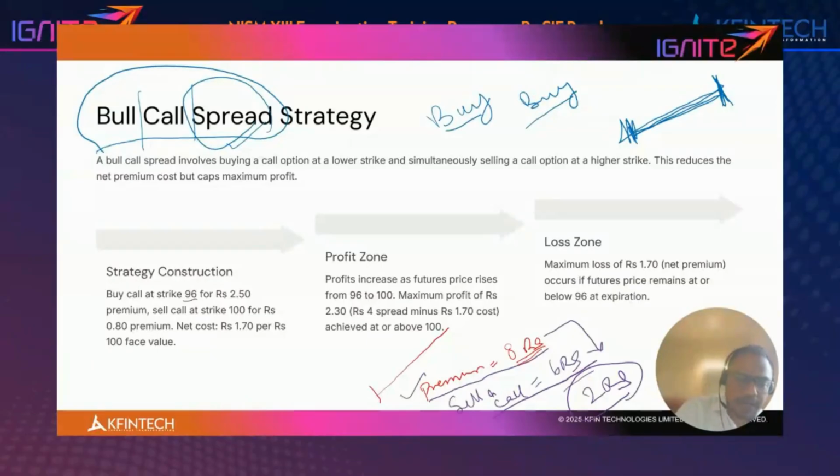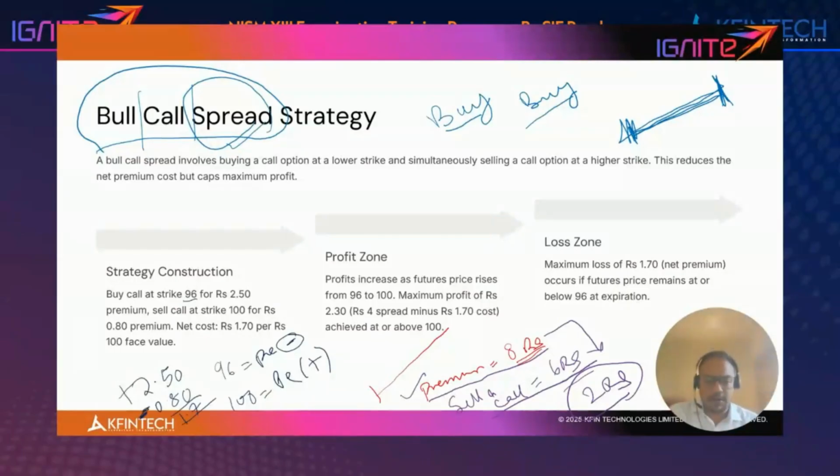Buy a call at strike 96. So 96 is bought, premium is paid for 2.5. So 2.5 is gone from the pocket. Sell the call at 100, because I am bullish, but I am bullish only up till 100. So here I'll get a premium. Say I get 0.8 as the premium. So my total outflow has gone from 2.5 to 1.7, because this is what I've paid and this is what I'm going to get. So my net premium is 1.7. The profit increases as the future price rises to 100, with a maximum profit of 2.3.